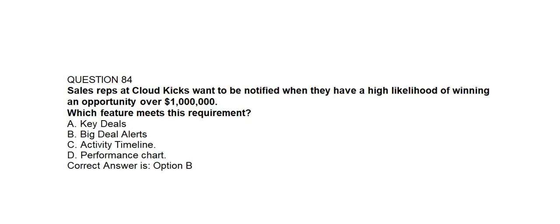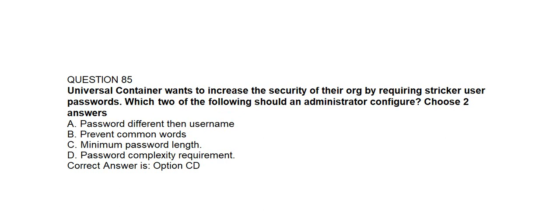Question number 84. Sales representatives at CloudKicks want to be notified when they have a high likelihood of winning an opportunity over 10 lakh dollars. Which feature meets this requirement? Option A. Key deals. Option B. Big deal alerts. Option C. Activity timeline. Option D. Performance chart. Correct answer is option B. Big deal alerts.